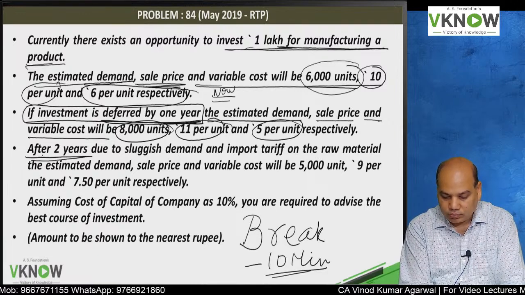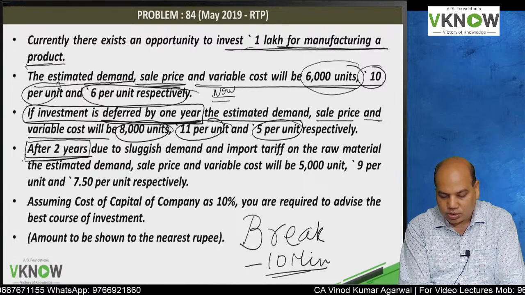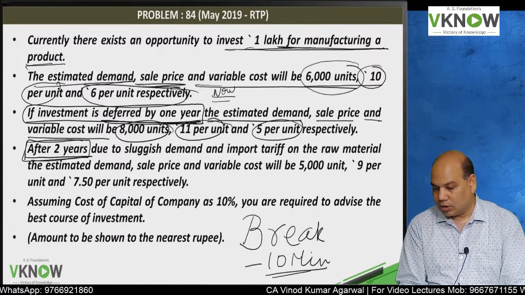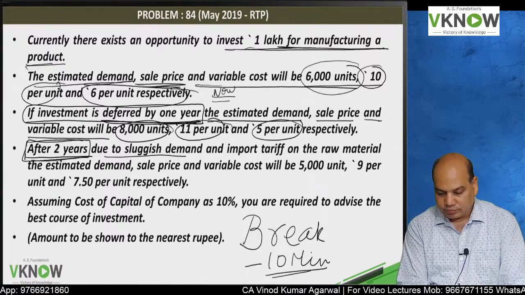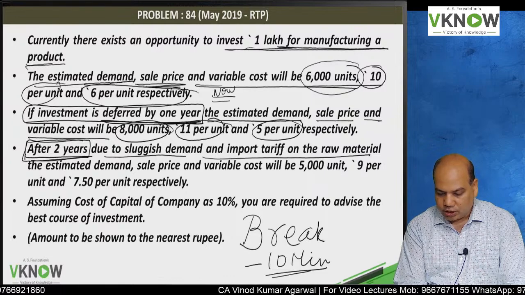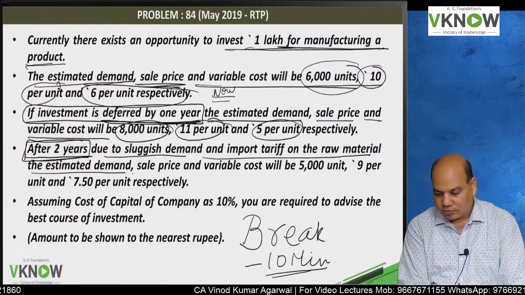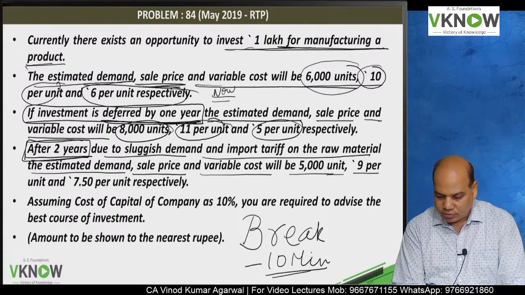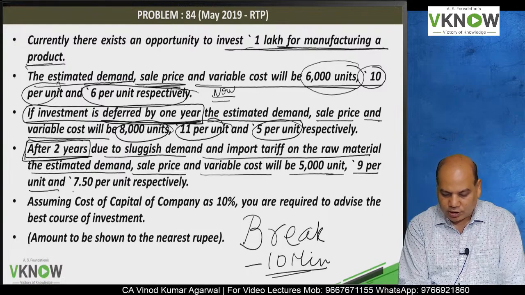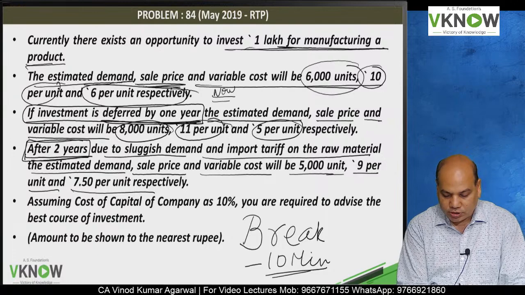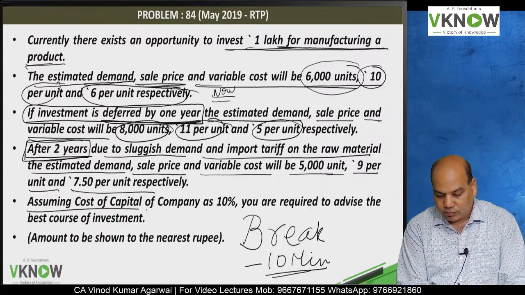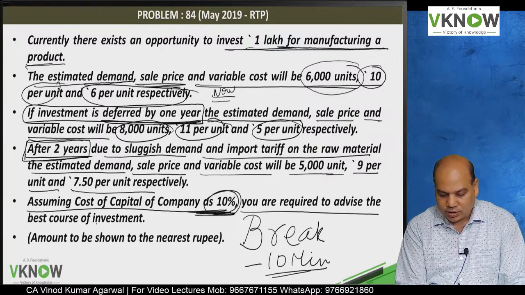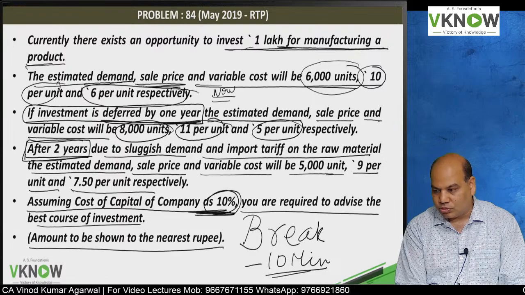After 2 years, suppose you defer it for 2 years, you can defer it for 2 years also, due to sluggish demand and import tariff on raw material. The estimated demand, selling price and variable cost will be 5,000 units, 9 rupees for selling price, 7.50 for variable cost respectively. Assuming cost of capital is 10%, that is your discount rate. Advise the best course of investment, amount to be shown to the nearest rupees.